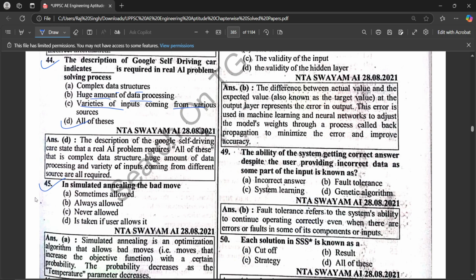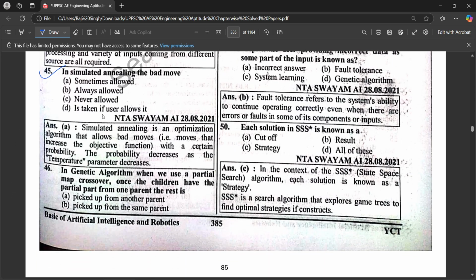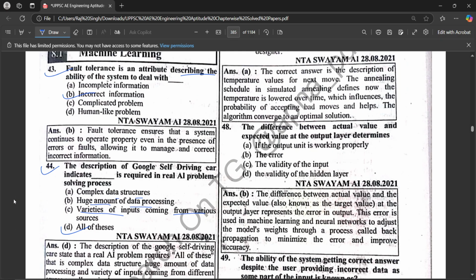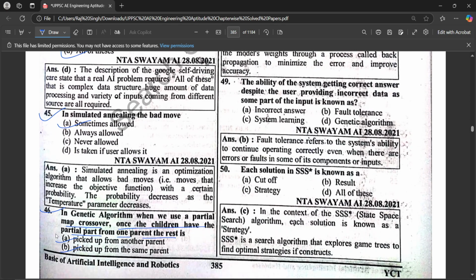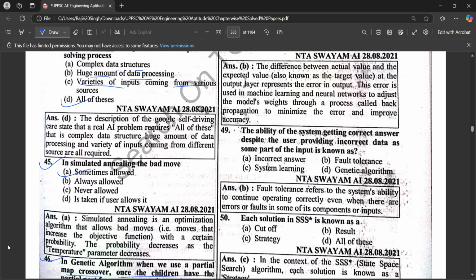All of these. Simulated annealing, and the bad move is sometimes allowed in genetic algorithm when we use a partial map crossover. Once the children have the partial part from one parent, the rest is picked up from another parent, picked up from the same parent, and they are picked up based on random map. None of these, hence this option is correct. Picked up from another parent.